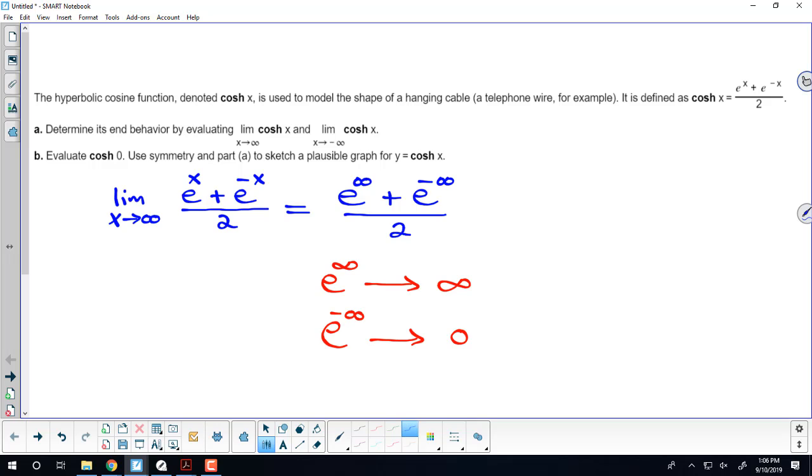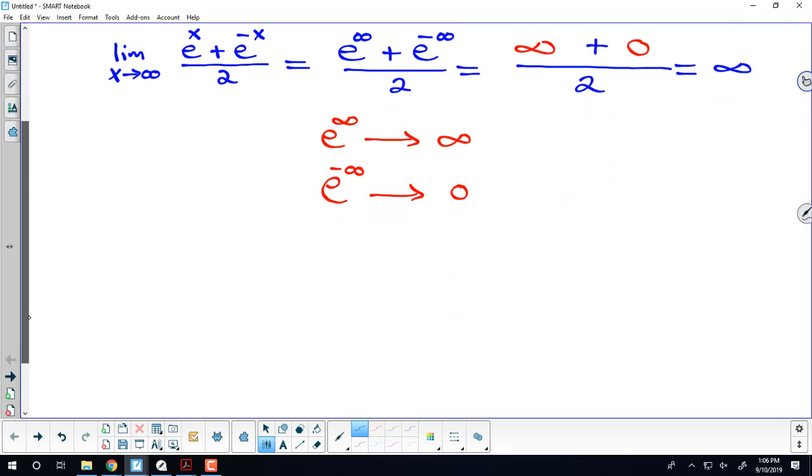Let's continue looking at it symbolically. We have infinity, plus this thing approaching 0, all over 2. So what would infinity plus 0 over 2 approach? Infinity. So the limit on the far right, as x approaches infinity, that function goes off to infinity. That doesn't give us a full-scale picture of what the function looks like, but we do know that when we're way out here, the hyperbolic cosine is way up here. As x gets larger and larger in this direction, the function gets larger and larger in that direction.